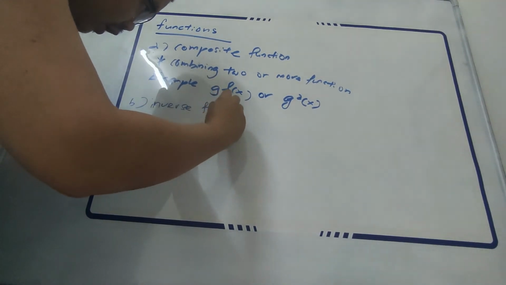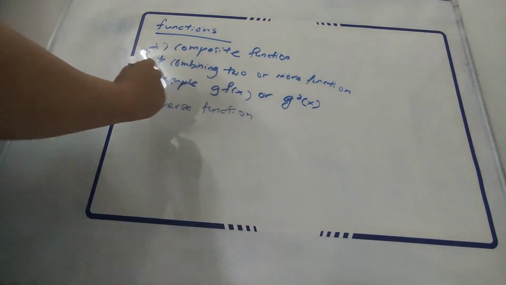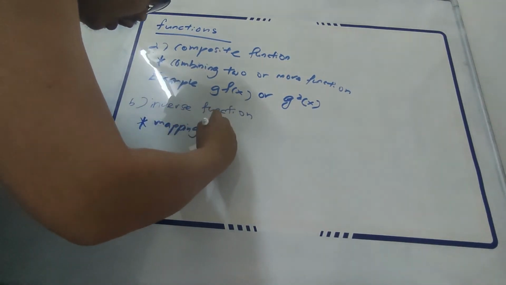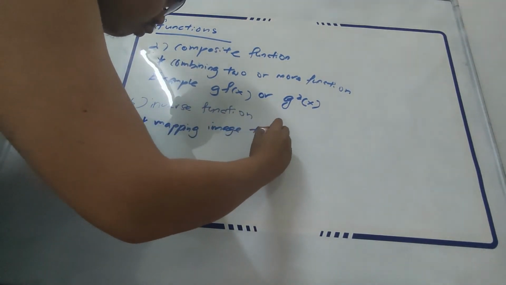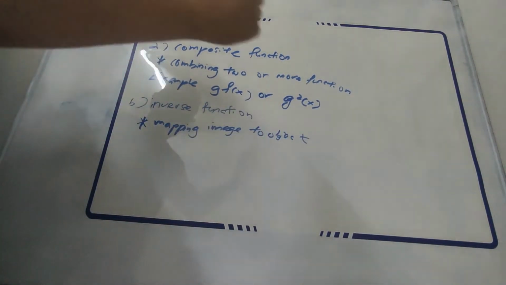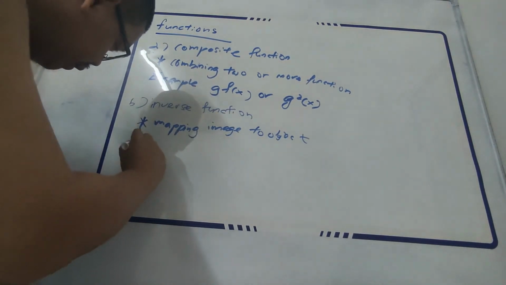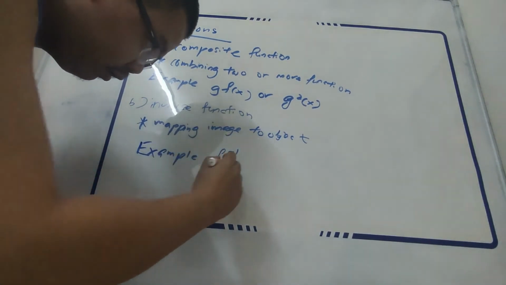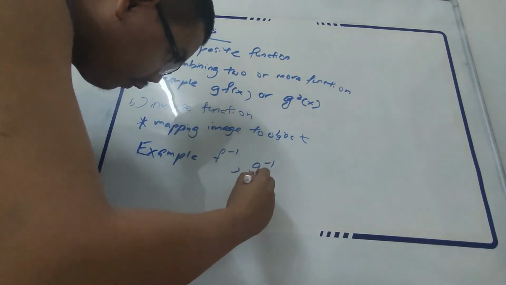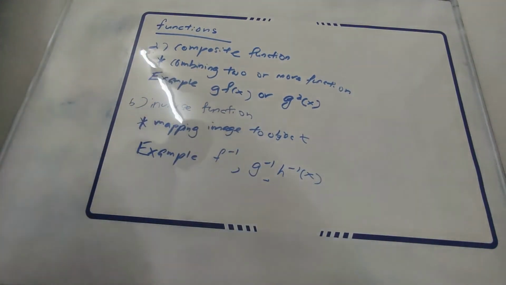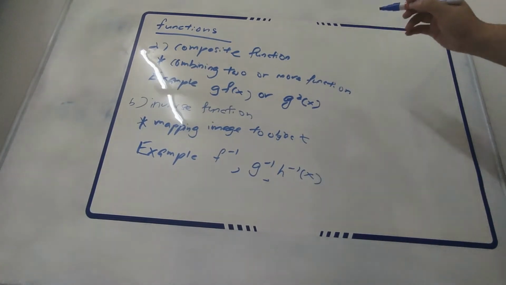Another one is inverse function. So inverse function is a function that maps image to object. For example, let's say f negative 1 or g negative 1, h negative 1 function of x.